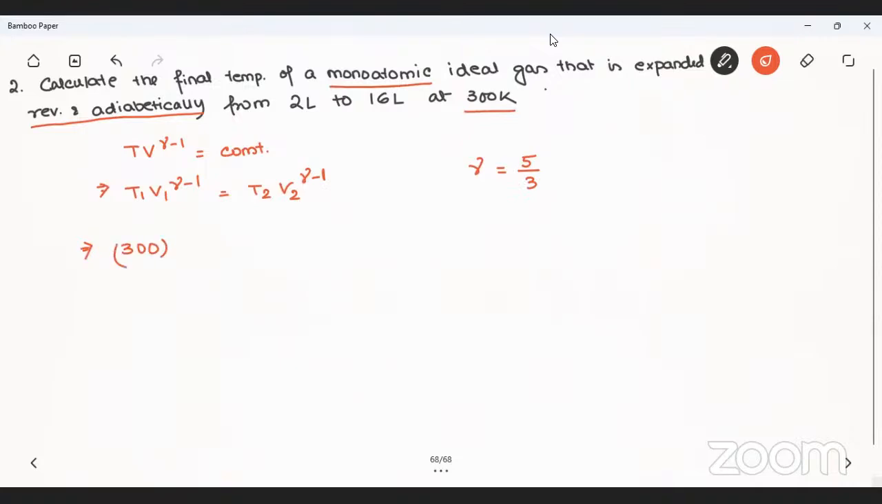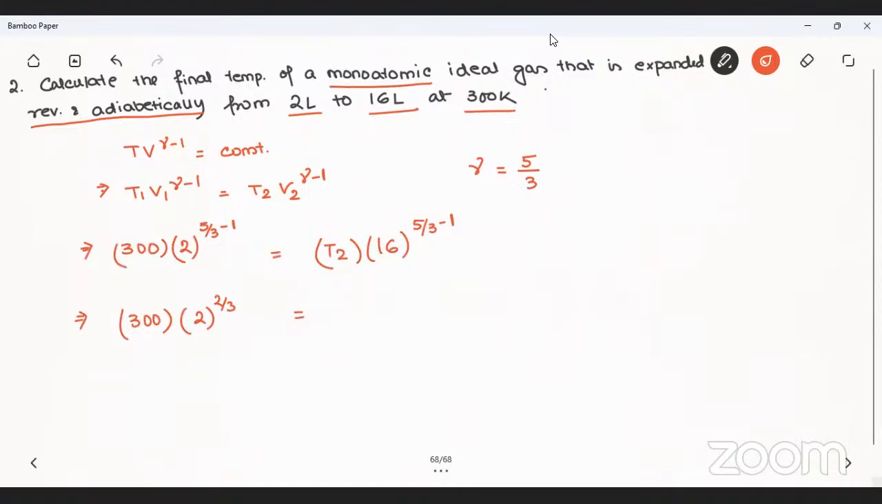300. What is V1? 2 liter. What is this? 5 by 3 minus 1. What is T2? We don't know. We have to calculate. What is V2? 16. Again, 5 by 3 minus 1. So 300 into, what will be this? 2 by 3 to the power 2 by 2 minus 1.